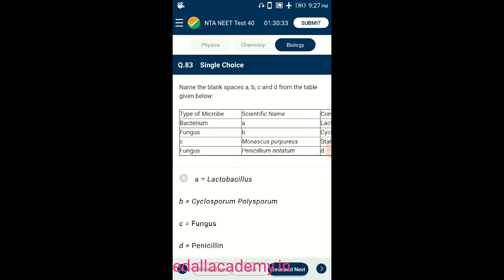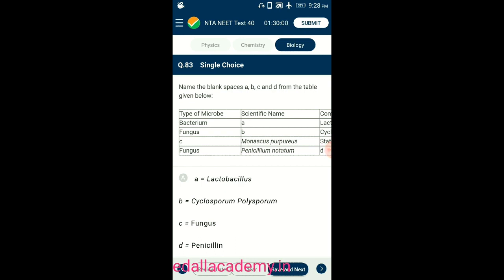Name the blank spaces A, B, C and D from the table given below. Here there are 3 columns given. From that we have to find out A, B, C. A. Microbes are used for commercial and industrial production of organic acids such as lactic acid. Lactic acid is produced by the bacterium Lactobacillus. So A is filled with Lactobacillus.